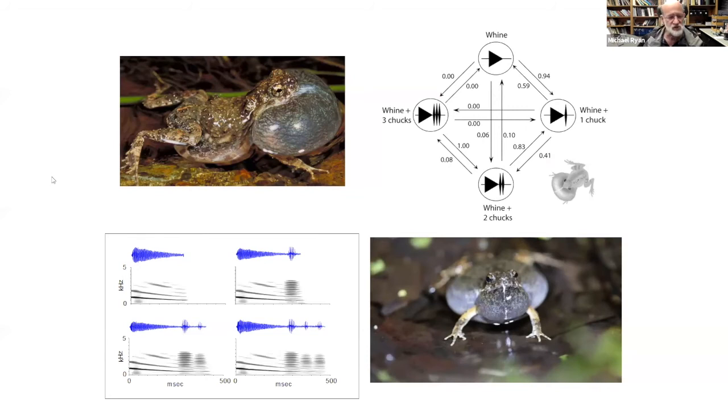Now the call has two parts. This is a whine. That's the first part of the call. The call always has a whine. And it can consist of only a whine, or the males can add these chucks to the call. And I know it's hard to parse these different components. So what I'm going to do now is play these calls: a whine with one chuck, with two chucks, and with three chucks.